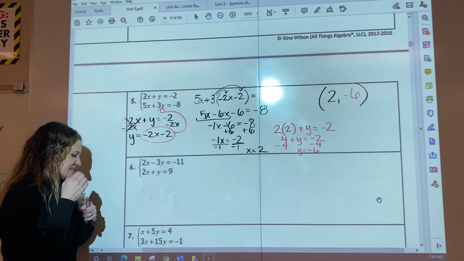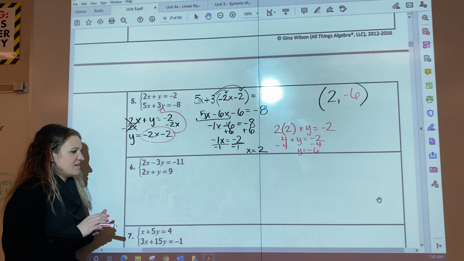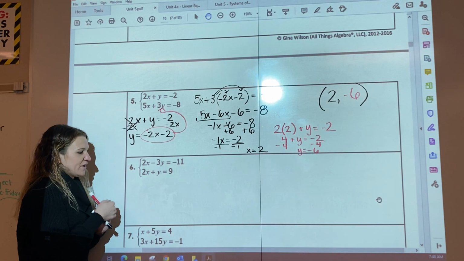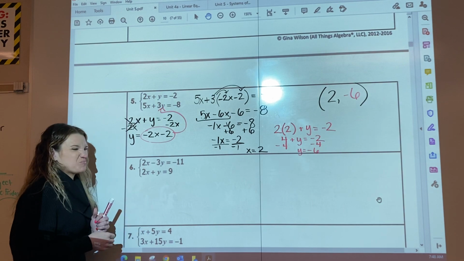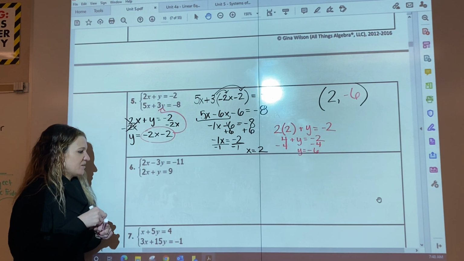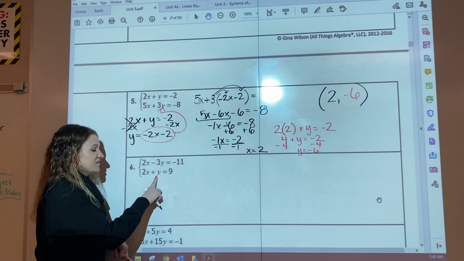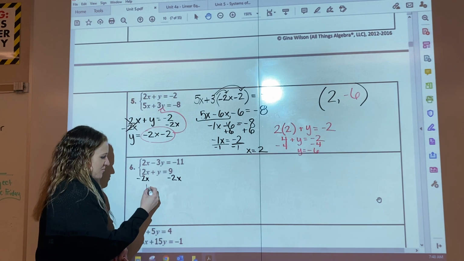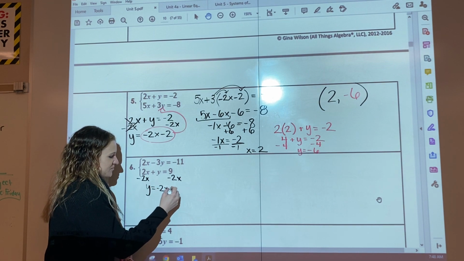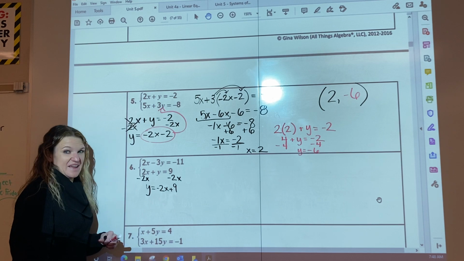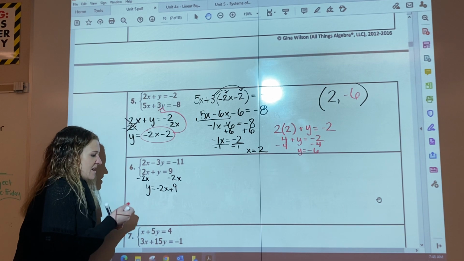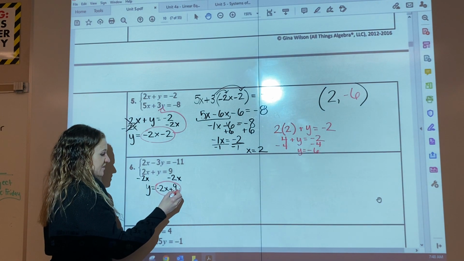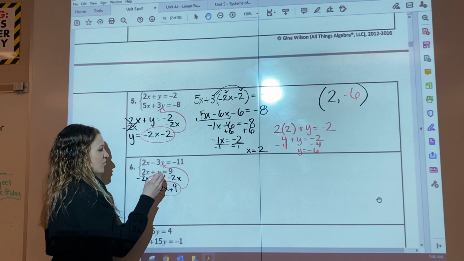All right, let's keep with that similar mindset. Which one of these equations would be easier to solve for a variable? Well, whenever you see a variable by itself, that's probably where I'd go. So I'm going to solve for the y in this one. I need to subtract my 2x on both sides of the equal sign and bring down y equals negative 2x plus 9. All right, now that that's solved for, I'm going to take that expression, what y equals, and I'm going to substitute it in for y in my other equation.